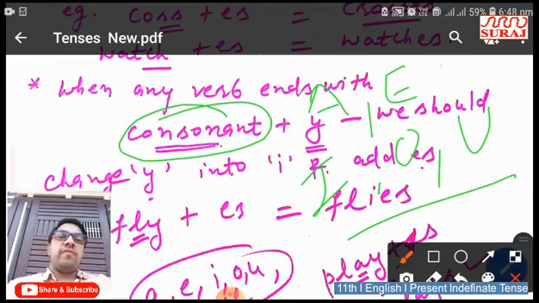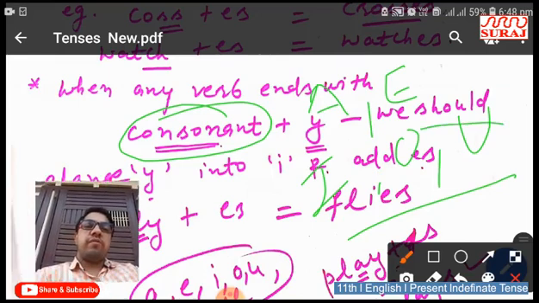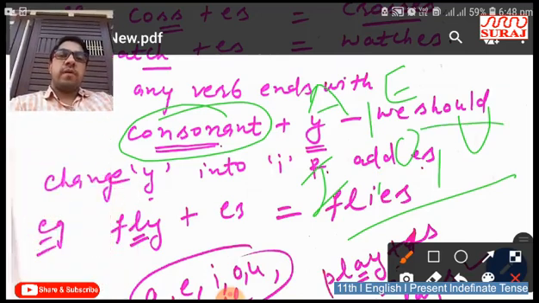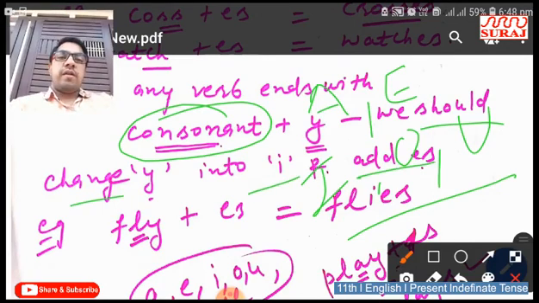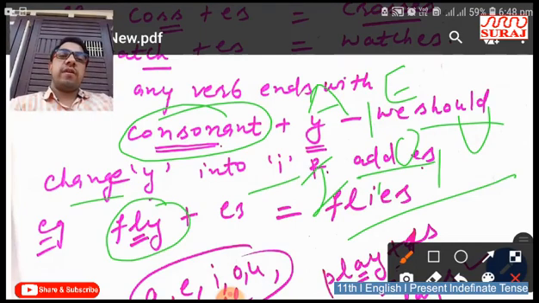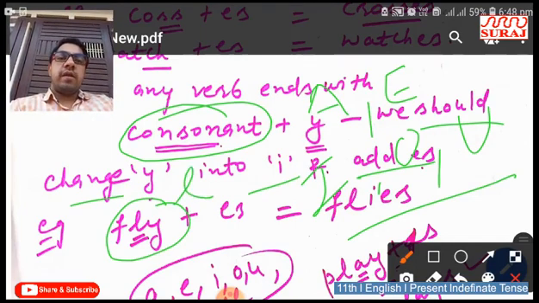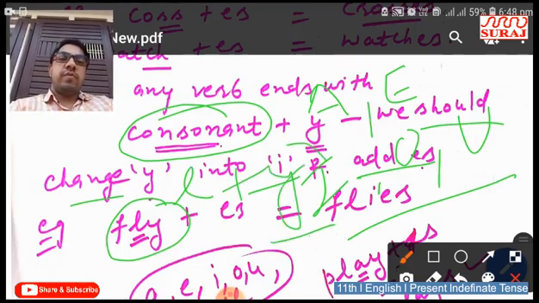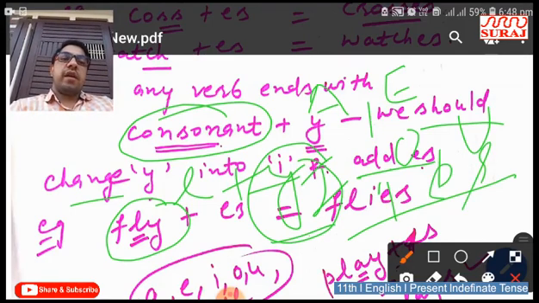If we find any verb ending in consonant plus y, we should change y into i and add es. Example, the spelling is fly. This is the verb fly, and you can easily identify that in this verb l is a consonant, plus y. In this rule we should remove y and change it into i and add es. Okay.